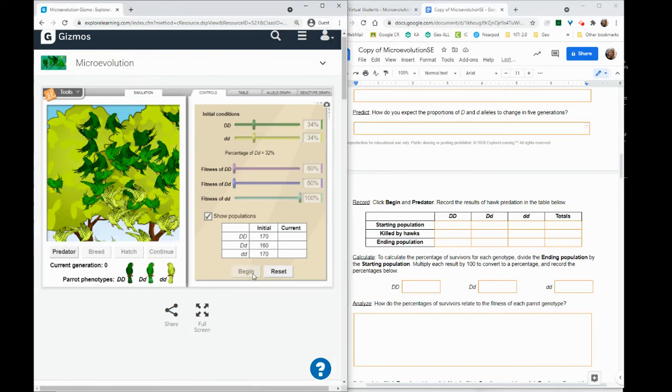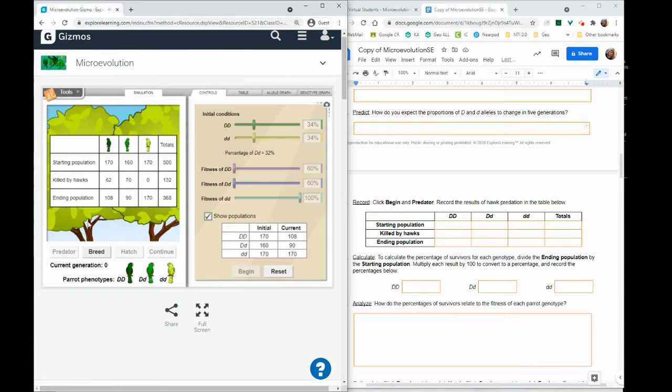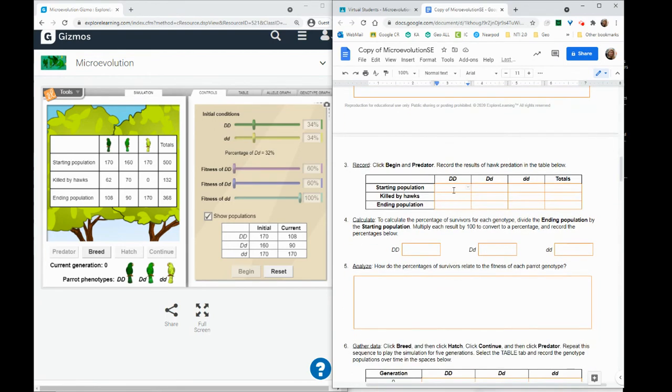Okay, so we're going to click begin. Then we're going to come over here. So they're living their little birdie lives. We're going to bring a predator in. So we had some hawks come in. Now we're going to take this table and we need to put it into our Google Doc.